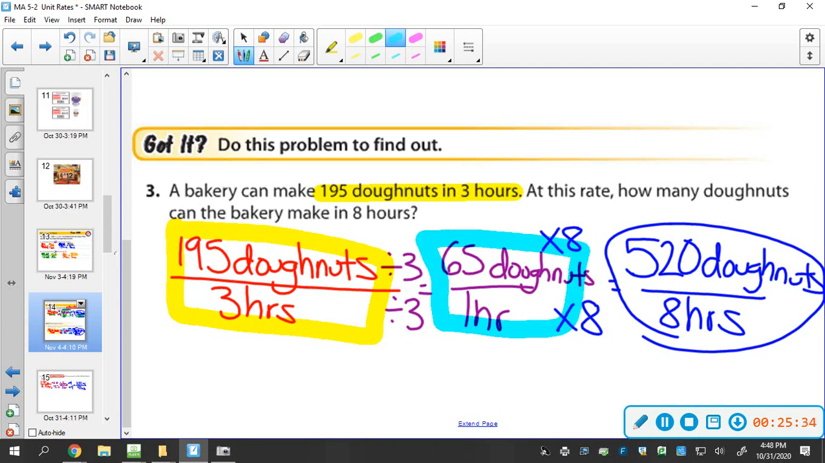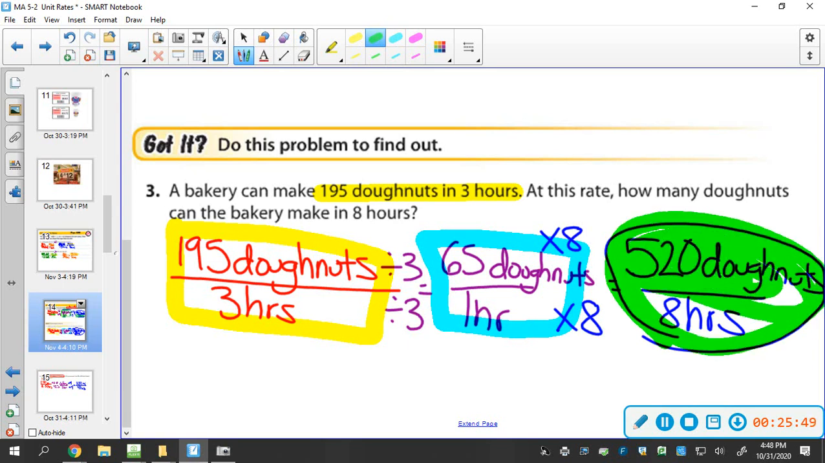Once you have a unit rate, you can easily multiply the bottom number. For 1 hour, it's 65. So for 8 hours, I would multiply that 65 times 8 and end up with my answer of 520 donuts in 8 hours. Let me know if you have any questions about finding the unit rate, or once you have the unit rate, how to find it for another unit of time or whatever on the bottom number.